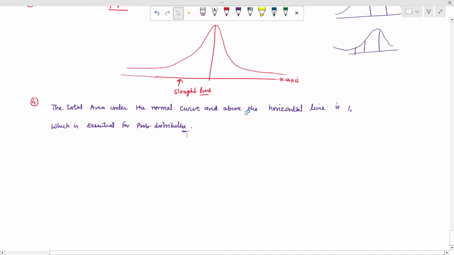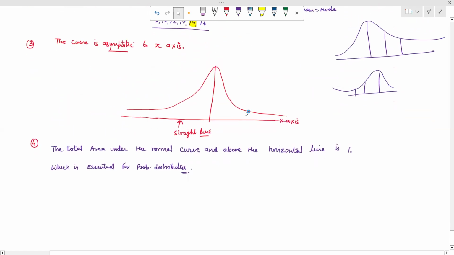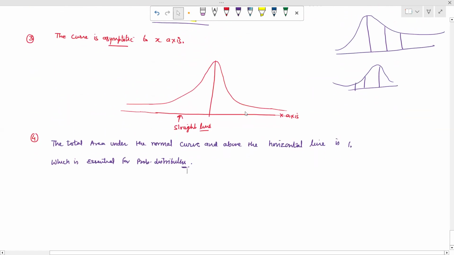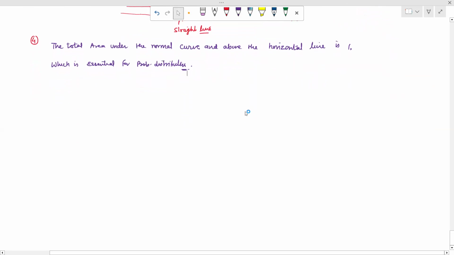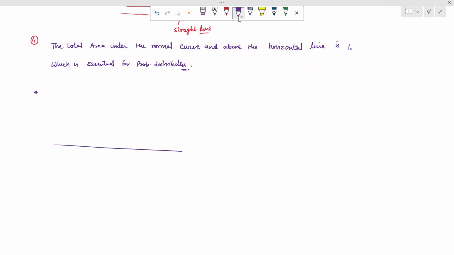Now we have some area. So that means when we draw the curve, so this is the normal curve.